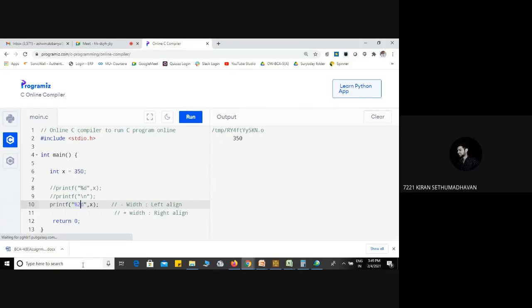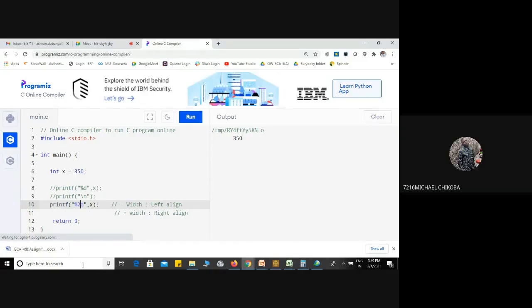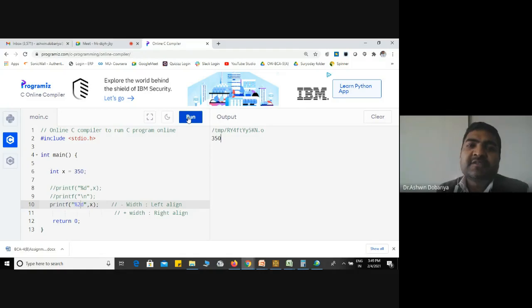The cursor will come after. One digit will be cleared, one digit will be left out. So it will not skip any digits. If the width you mention is less than the original number, then the original data will be displayed. There is no change in the output.